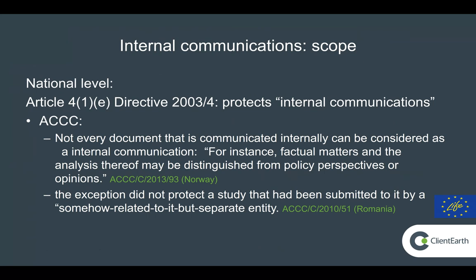Then again, we have the same findings in relation to Romania, where the committee clarified that internal communications are within the same entity, and it doesn't cover communications between somehow related but separate entities. But of course, there will be far more case law, and you'll have to look at that in the member state where you're requesting information.